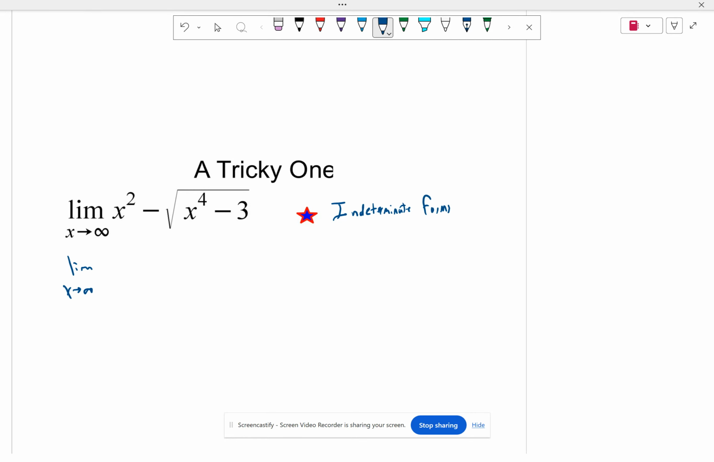I'm going to see if multiplying by the conjugate gets rid of the square root and allows me to look at a different version of this expression. Maybe this other look will give me a better idea of what this thing's doing as x goes to infinity. So I'm just going to write this as over 1, and then I'm going to multiply the top and bottom by the conjugate.